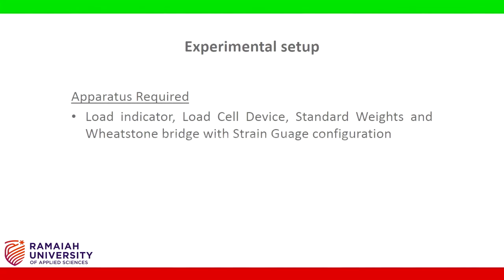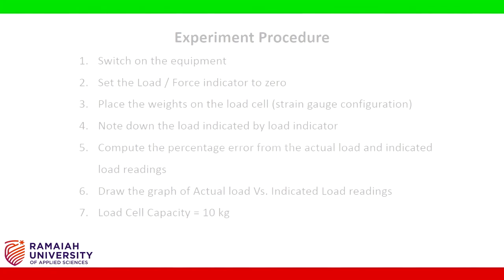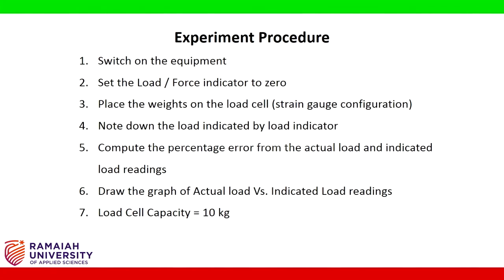The apparatus required to conduct the load cell experiment are load indicator, load cell device, standard weights, and Wheatstone bridge with strain gauge configuration. The procedure for carrying out this experiment is as follows. Switch on the equipment. Set the load or force indicator to 0. Place the weights on the load cell. Note down the load indicated by the load indicator.